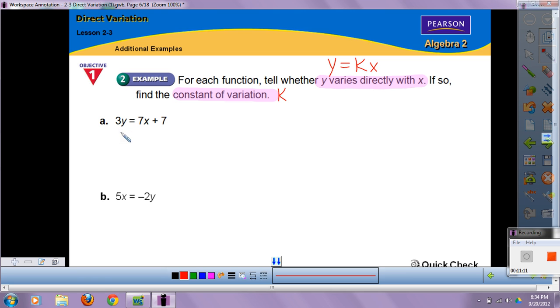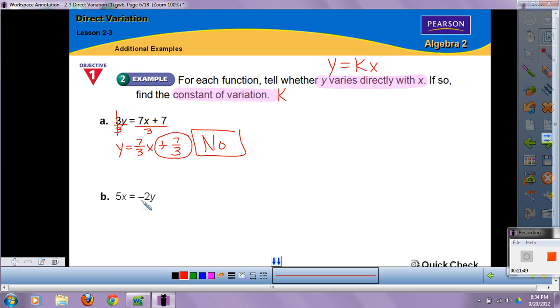So in order to see if a is a direct variation, I'm going to get y alone by dividing everything by 3. 3 divided by 3 is 1. 1 times y is y, and y equals 7 divided by 3, 7/3 x, plus 7/3. So because of this plus 7/3, it is not a direct variation. Let's look at the next one.